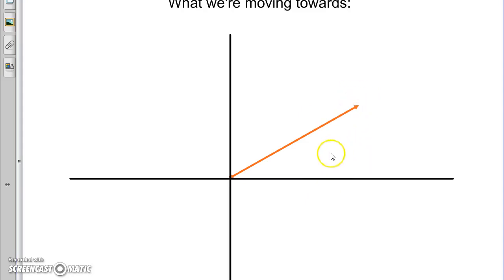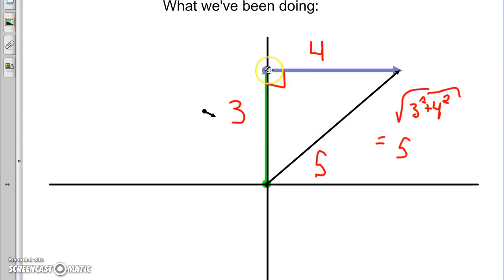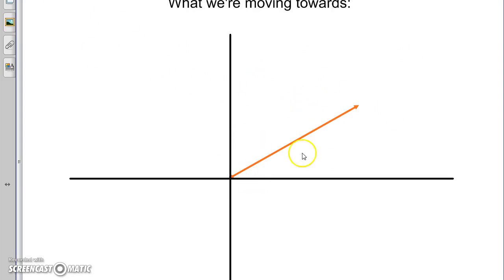So we'll have 2 basic components to this. In other words, we're going to take a vector and break it up. So it's the opposite of what we've been doing, right? Before, we took 2 vectors and added them together to get a resultant. But now we're going to take a resultant, or a more complex vector, and break it up into 2 pieces. Again, graphically, it's pretty simple to see, right?